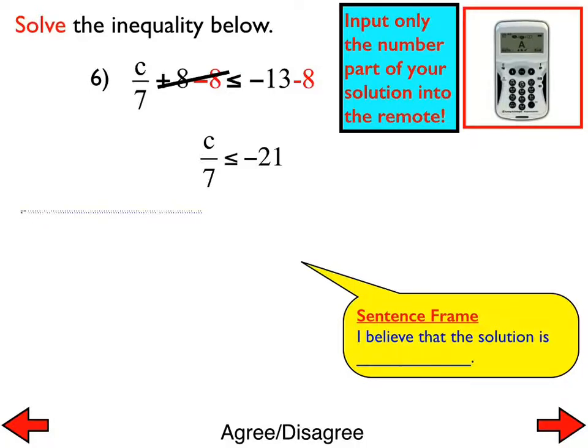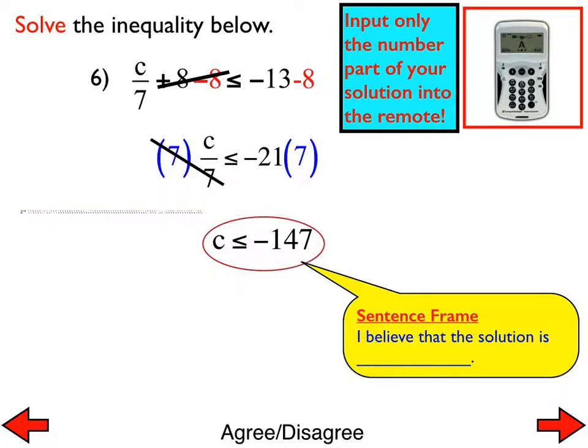The inverse operation to division is multiplication. And we're not flipping the inequality symbol because we multiplied by a positive number. So the solution is C is less than or equal to negative 147. We're talking about all numbers negative 147 and lower, or to the left on the number line.